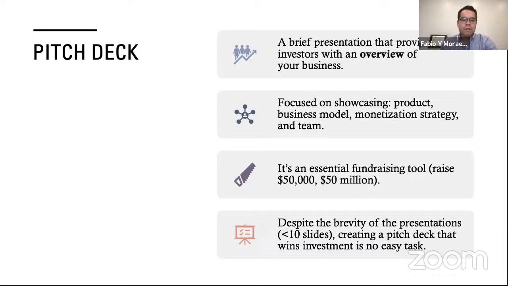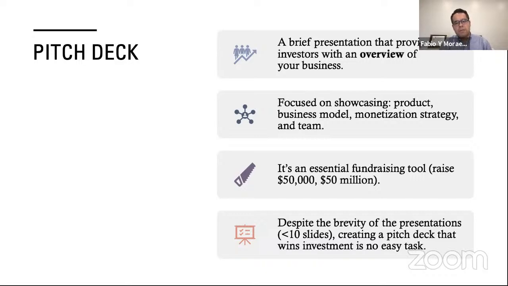A pitch deck is an essential fundraising tool. It doesn't matter how big your company is, you need to have a very good pitch deck, and you need to have pitch decks for different stakeholders. Doesn't matter if you're looking to raise $5,000, $50,000, or $50 million, a pitch deck is the way to go. Usually pitch decks are short, with less than 10 slides. And a great pitch deck gets to the heart of your potential investors, because you get them excited about your idea, your engagement, and also about your business plan and your strategy.